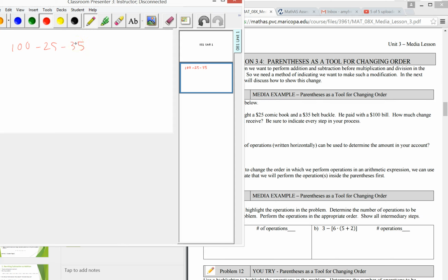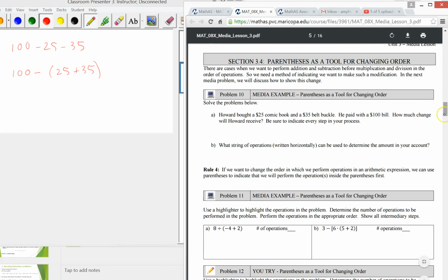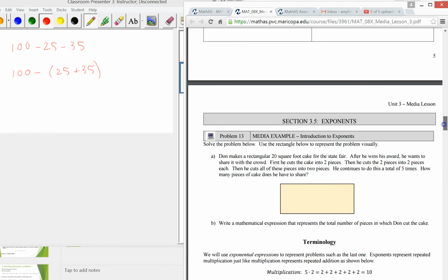When they write it as a string of operations, they need to know that if they're going to put subtraction here, the 25 plus 35 need to be in parentheses. They might subtract only the 35, because they think that this subtraction only applies to one term. So using parentheses says, I'm going to add up how much I owe and then subtract it. So again, build those all up.